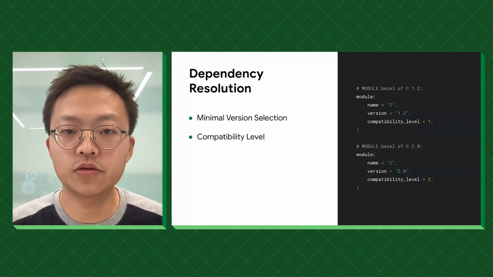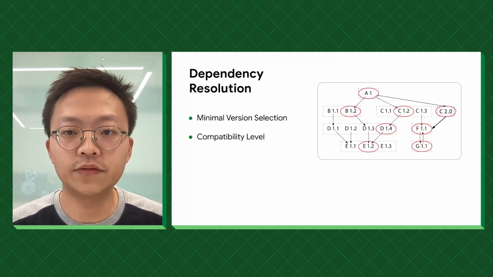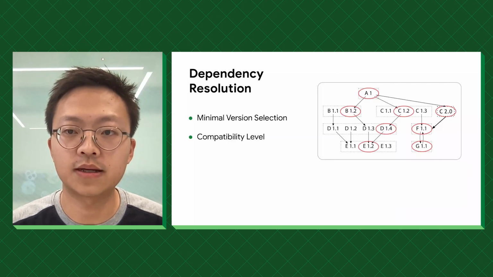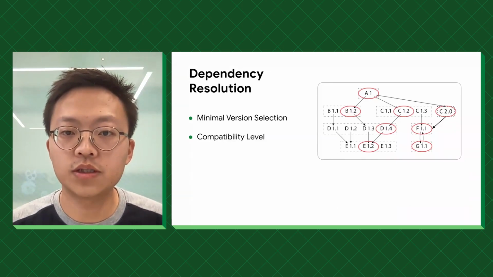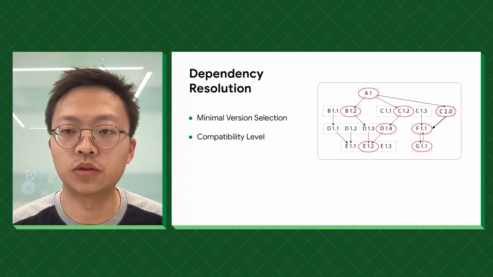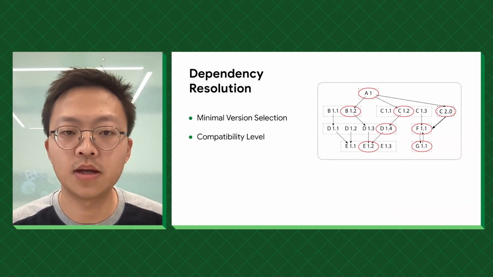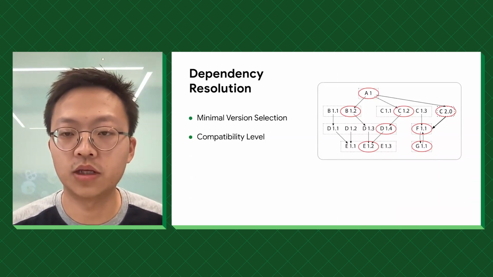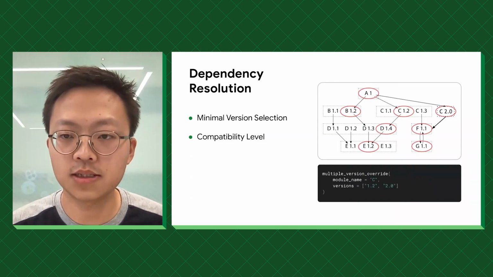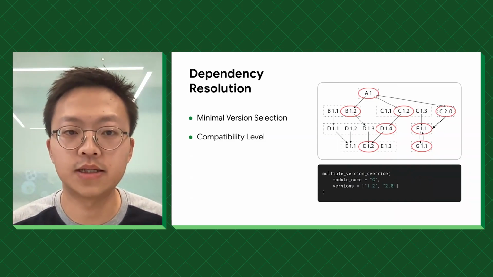During dependency resolution, a module version with a different compatibility level is considered to be a different module. By default, we don't allow multiple versions of the same module to coexist in the resolved dependency graph because Bzlmod has no idea if it will cause any issues during build time. But the end user can use the multiple_version_override directive to explicitly allow that if they think that's okay.